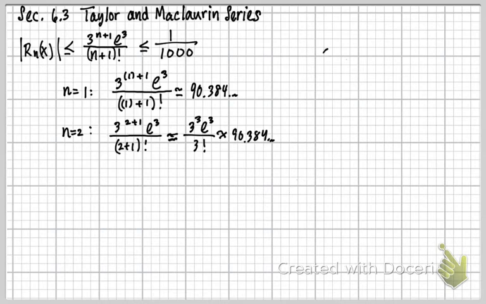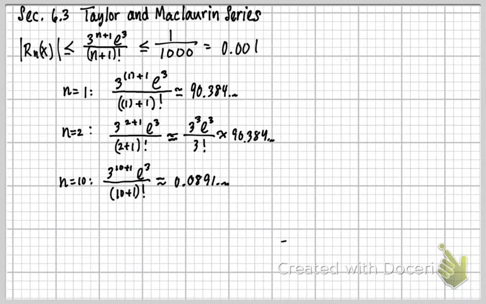So that tells me that I might have to go a lot bigger. So I might try maybe 5 or 10 next. So I'll try 10, and see if we're getting any closer. Now this one here is getting closer. That's 0.0891 and so on. And again, I want to get to 1 over 1,000. So what is 1 over 1,000 as a decimal? That would be 0.001. Now I'm not quite there yet.